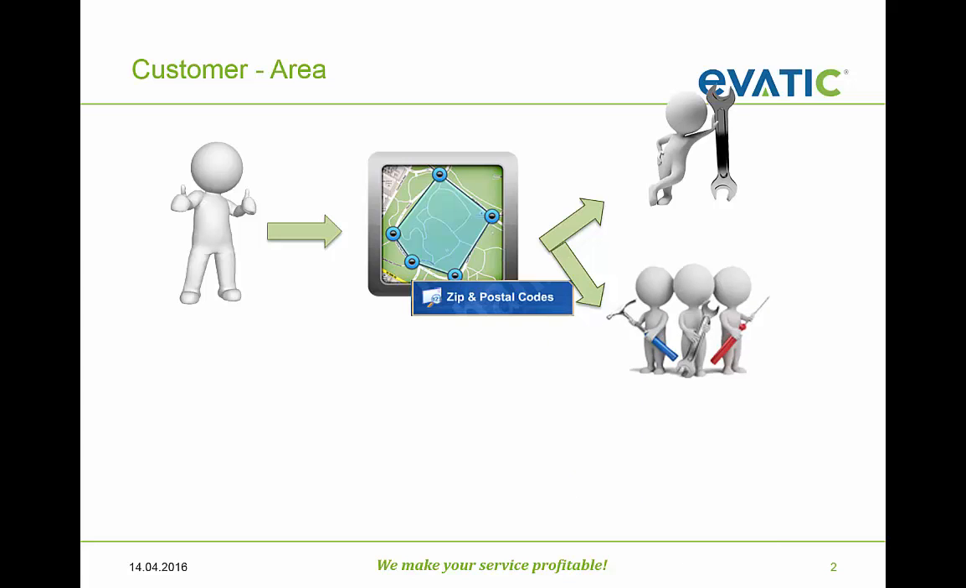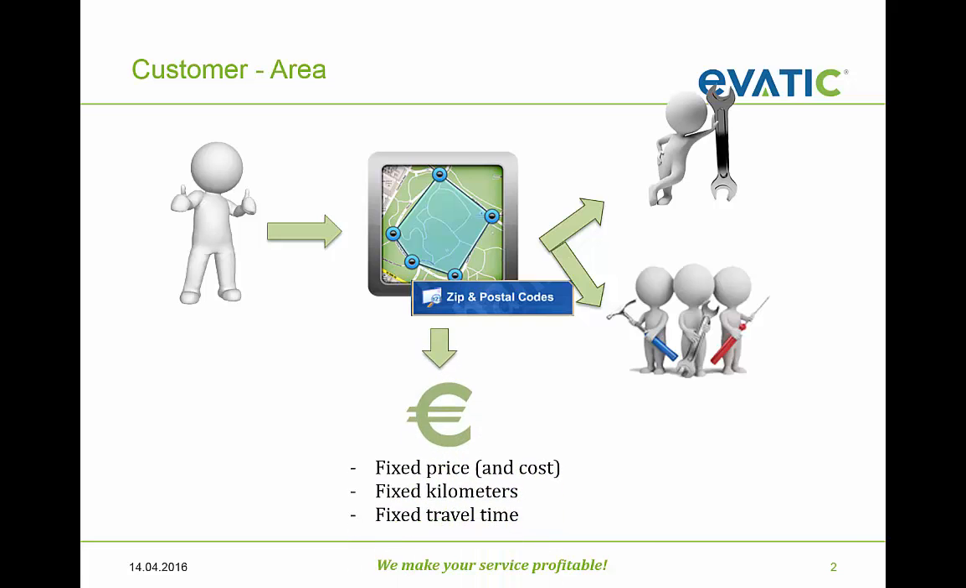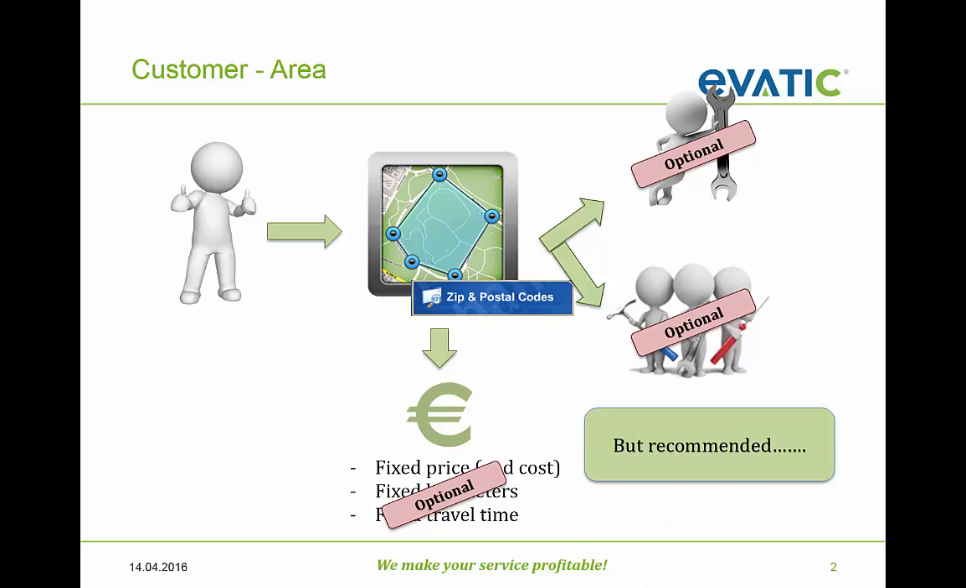In addition to connecting customers and technicians to an area, you can connect prices to an area. When we're talking about prices, this is prices for traveling to this area. You can connect fixed price and cost price, fixed kilometers that you invoice for this area, or a fixed travel time for this area. All of these are optional, but it's highly recommended to use it if you are using an area.